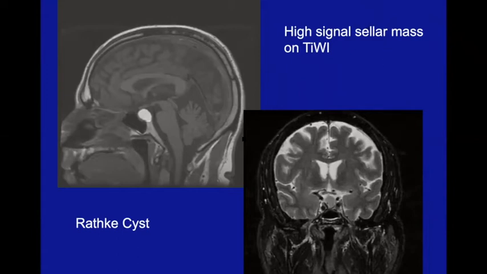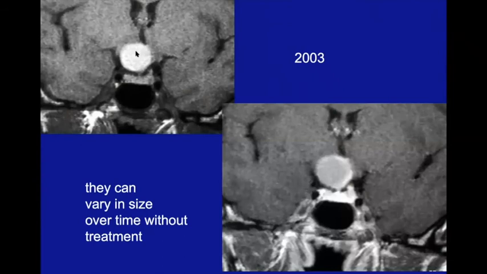And you can see that they can vary in size over time. Now here's a suprasellar Rathke's cyst. These are not always in the pituitary itself. They can be in the suprasellar region.